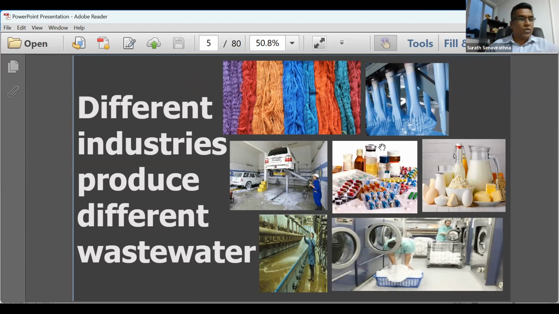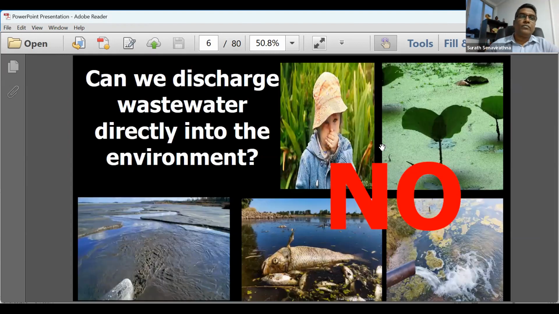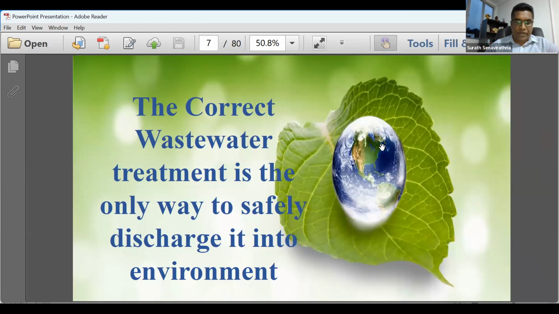Though it is domestic or industrial, can we discharge wastewater directly into the environment? As both you and I know, the answer is no. We know the reasons also. Therefore, we have to select the correct treatment method then. It should be a method that discharges safely into the environment.